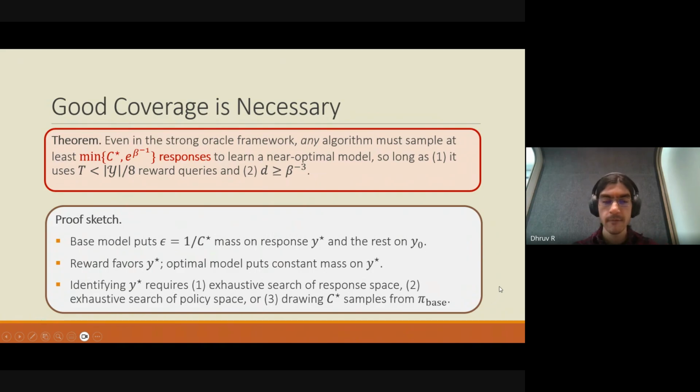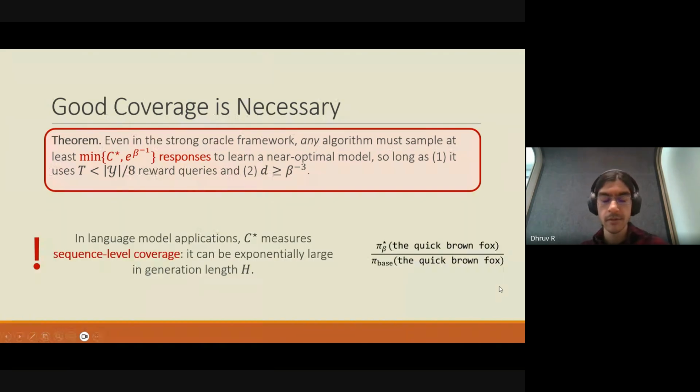So this is kind of disappointing, even if it's not too surprising. It's disappointing because in language model applications, C star is measuring sequence level coverage. So this is the density ratio between the base model and the optimal policy. It's like, how much more likely is the optimal policy to produce some extremely long sequence of text? And so you can imagine that this might generically be exponentially large in the length of generations H.